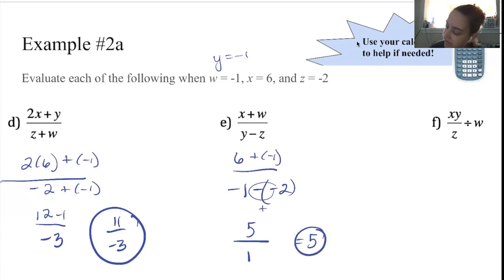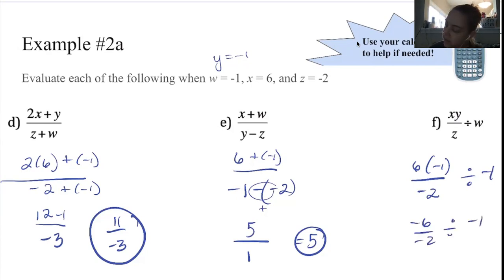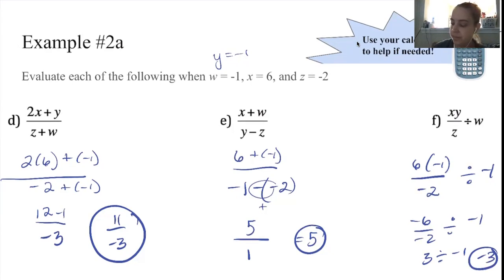In the top, letter F, X is a 6, Y is a -1, Z is a -2, divided by W is a -1. So we have -6 over -2 divided by -1. 3 divided by -1 is going to be -3. All right, that was a little bit fast. Rewatch the whole video if you need to.